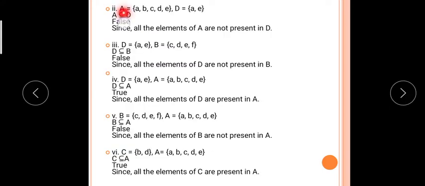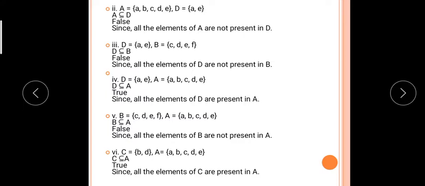Next, students, see A is equal to {A, B, C, D, E}, and set D is equal to {A, E}. Now, A is a subset of D, is it? Remember, the symbol of subset is this one. Properly note it down in your notebook. Now, A is a subset of D? No. Why? Because in A there are 5 elements, but all elements are not in D, and therefore A is not a subset of D, and the given statement is false.